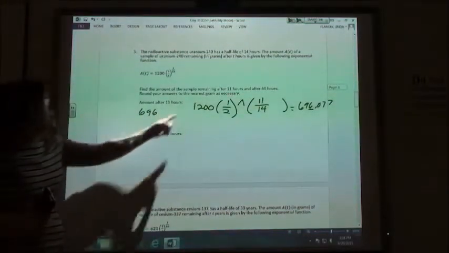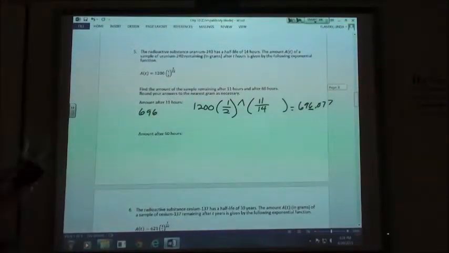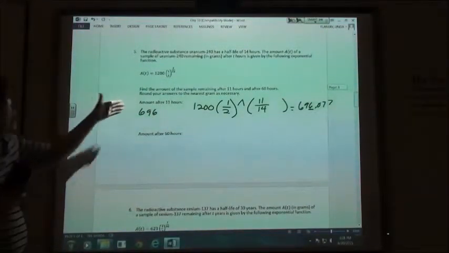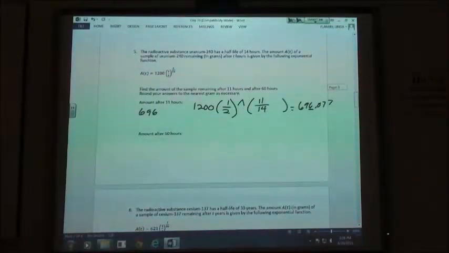So it started at 1200. After 11 hours, it's at 696. Because I'm not quite to half, 14 hours would be the half-life. And I didn't quite go to 14 hours, so I have a little bit more than a half left.